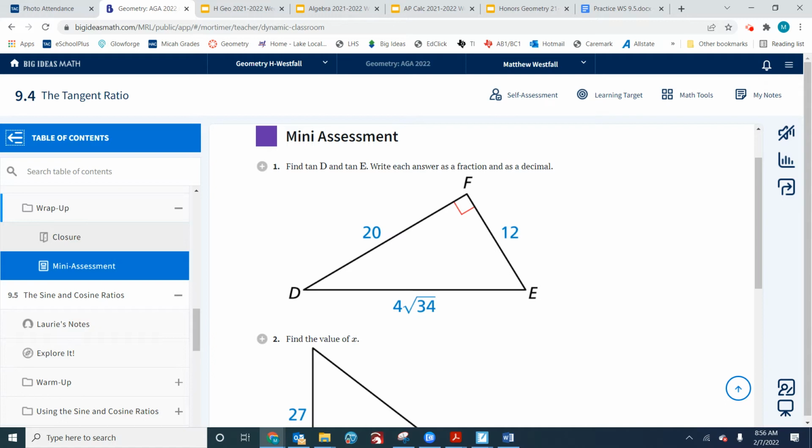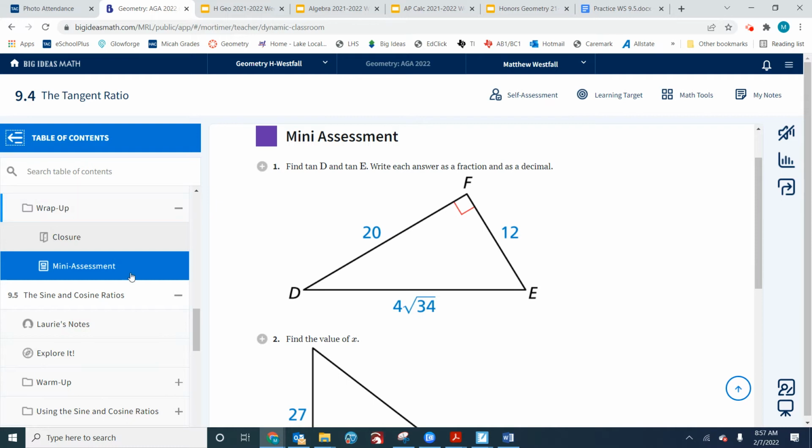It's just saying like exploded. Doesn't have the mini assessment. Go to 9.4. Is it the self-assessment? Not that one, no. All right, well, I'm not sure what's going on.